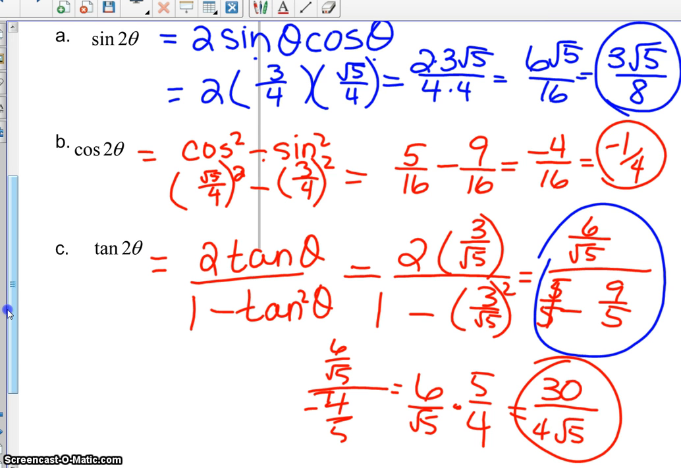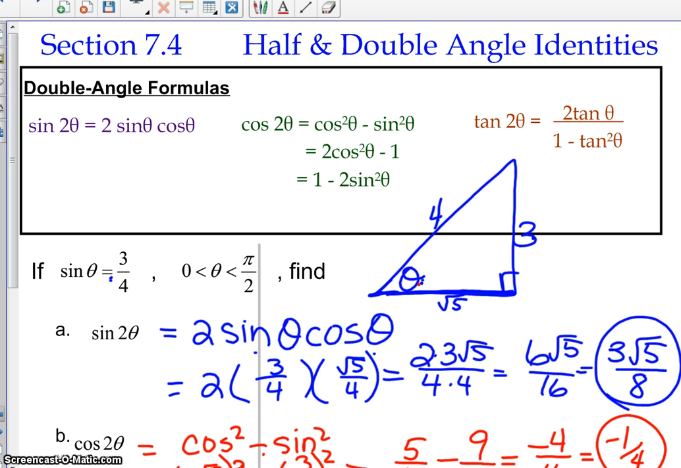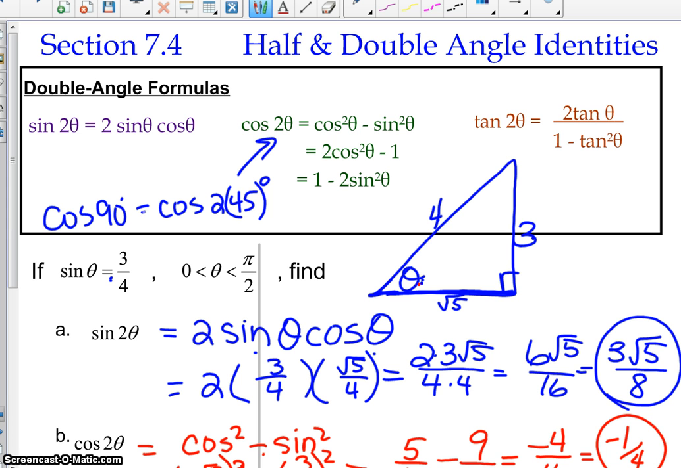Now, let's see what happens when we look at the next type, which is half angles. We talked about these double angles, where they gave us an angle. You could have also done double angles where they said, okay, what is the cosine of 90? Well, you could say that's the cosine of 2 times 45 degrees, and you can apply this same formula to prove what the cosine of 90 is.